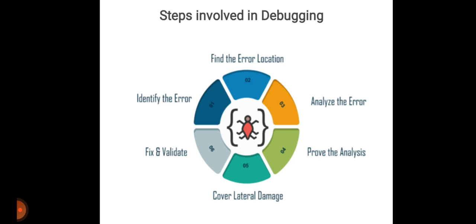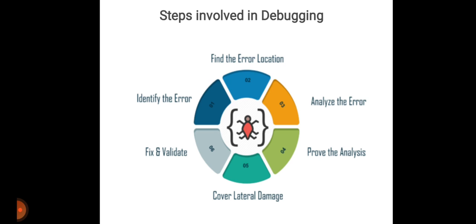The next one is prove the analysis. Whatever analysis you have done, you have to prove it. How will it be performed? Once you are done analyzing the original bug, you need to find a few more errors that may appear in the application. So this step is about writing automated tests for these areas with the help of test frameworks.